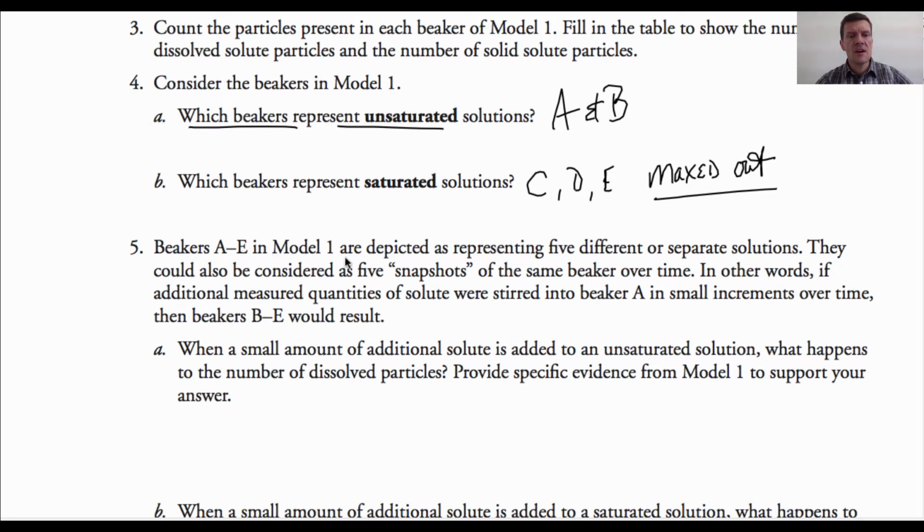Beakers A through E in Model 1 are depicted as representing 5 different or separate solutions. They could also be considered as 5 snapshots of the same beaker over time. In other words, if additional measured quantities of solute were stirred into beaker A at small increments over time, then beakers B through E would result.